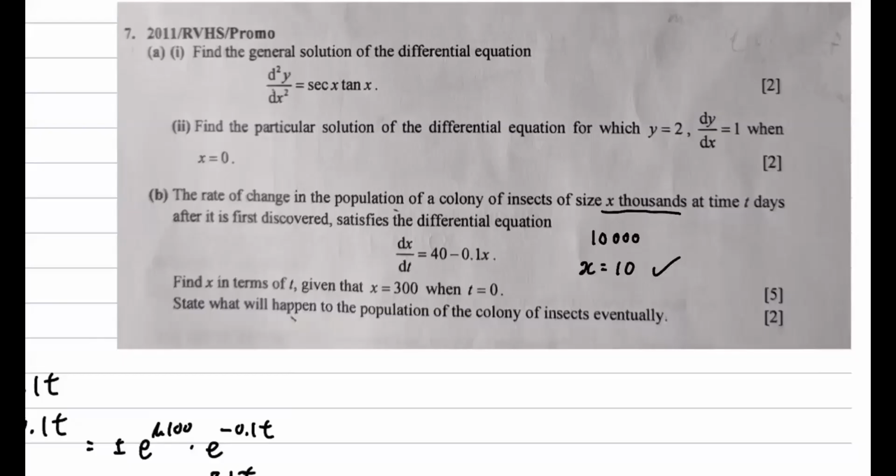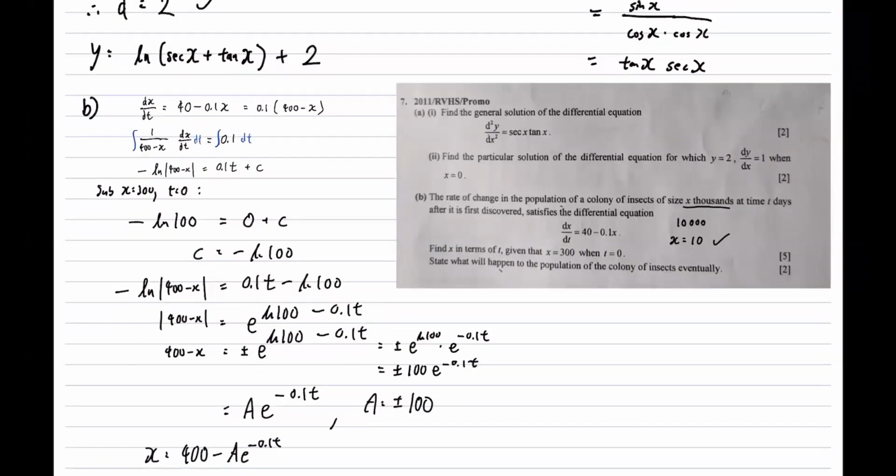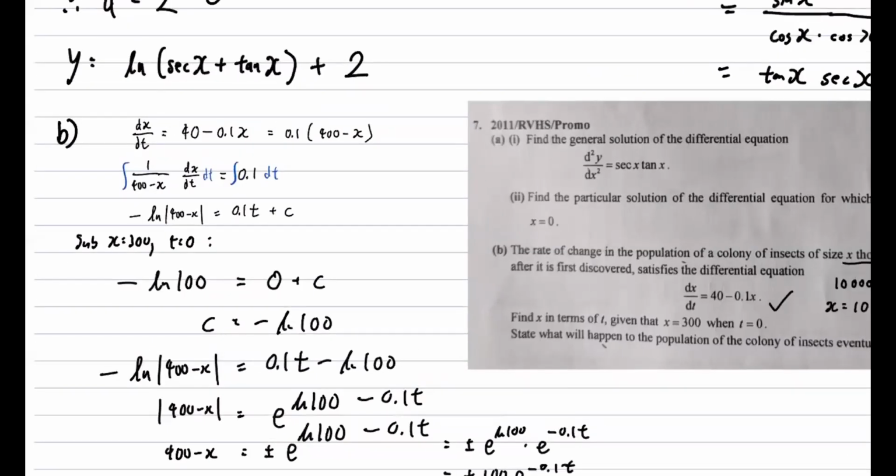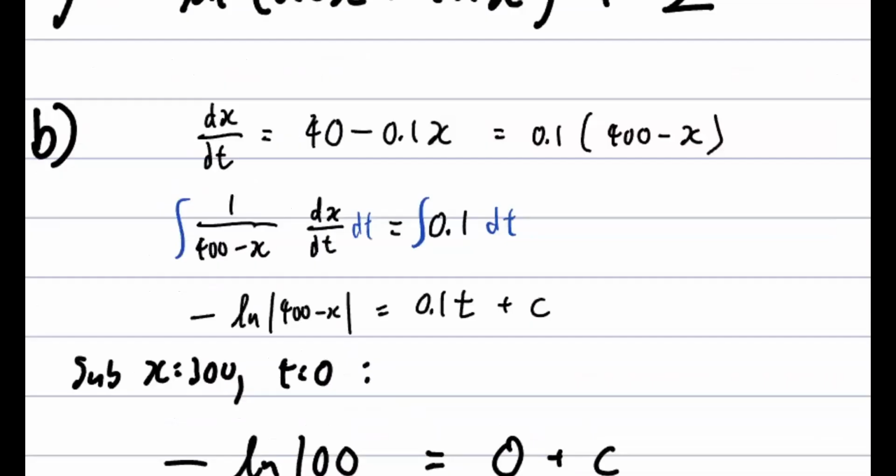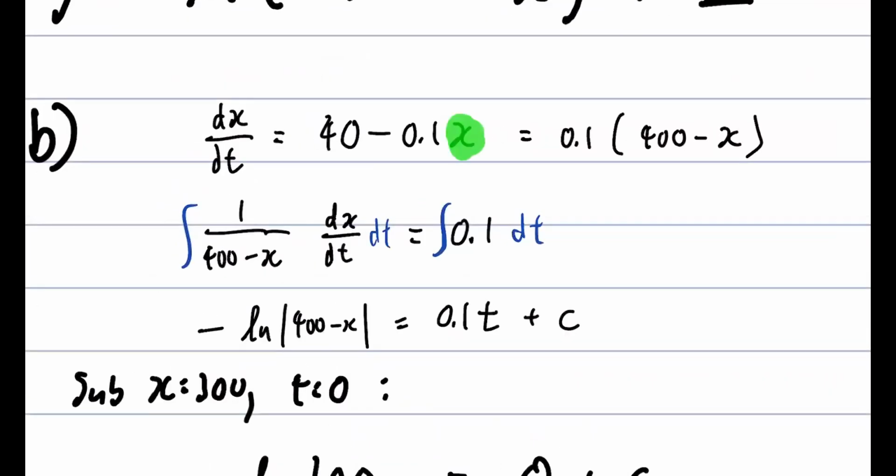So at time t days after it is first discovered, it satisfies the following differential equation. dx by dt equals 40 minus 0.1x. Okay, so this question is kinder to you. They didn't ask you to derive the equation on your own. They gave you the equation. So find x in terms of t given that x equals 300 when t equals 0. Same thing. Here you need to integrate. Here you have an x. So do you use separation of variables or do you use normal integration? Separation of variables, right? Because this is dependent.